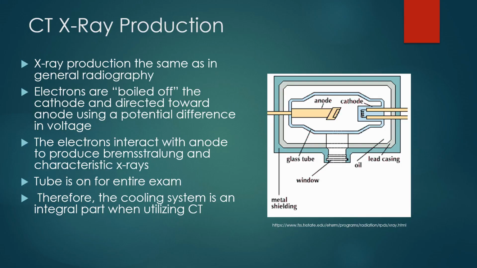Through the process of thermionic emission, electrons are boiled off the cathode and directed towards the target, where interactions create Bremsstrahlung and characteristic X-rays. The tube may be energized for long intervals, therefore a great amount of heat is generated. The cooling system is extremely important to manage the heat units produced to ensure proper function of the unit.